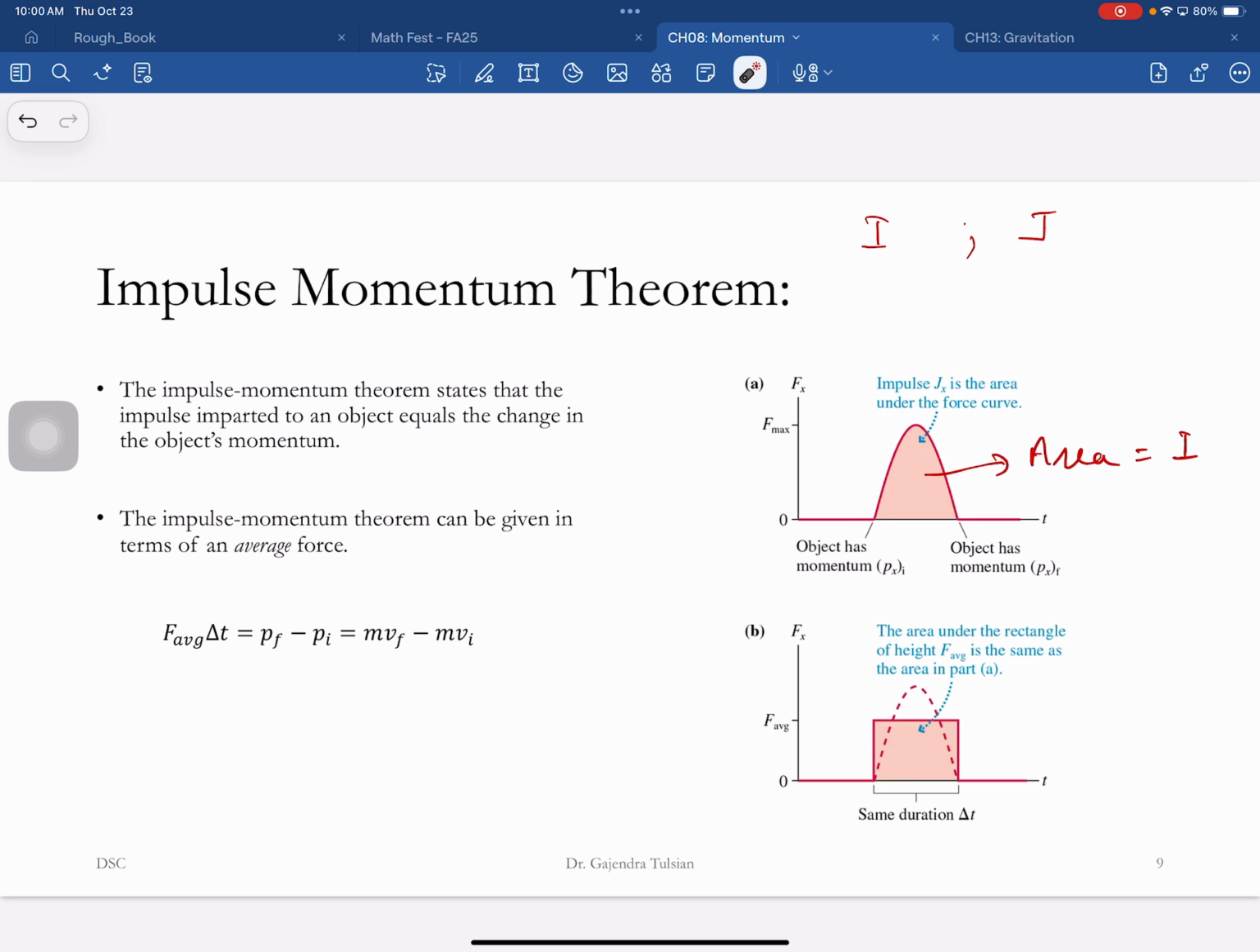So if you want to launch the golf ball, so this is 0. If you want to launch the golf ball as fast as possible, then you want a greater and greater impulse. The greater the impulse, meaning greater this area, the greater the launch speed. So the only difference between Tiger Woods and me is Tiger Woods has an impulse 3 times greater than my impulse.